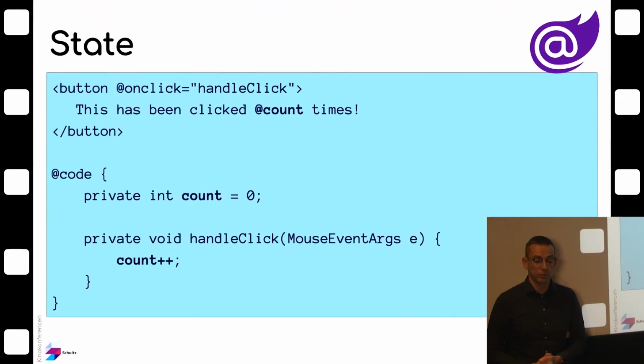So this is an example of some simple state and how to update it. I have a button. In the button I show how many times the button is clicked. In the code you can see the count is 0, that's where we start. Every time we click the button we call the handle click method and we update the count. Now because it's a UI change after this function has run, Blazor is updating the user interface.